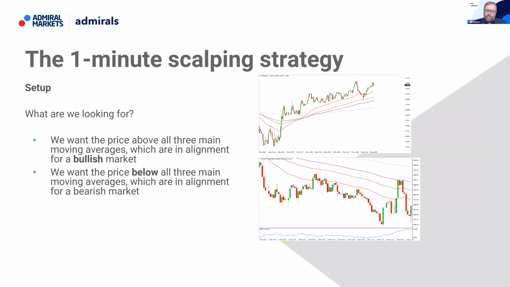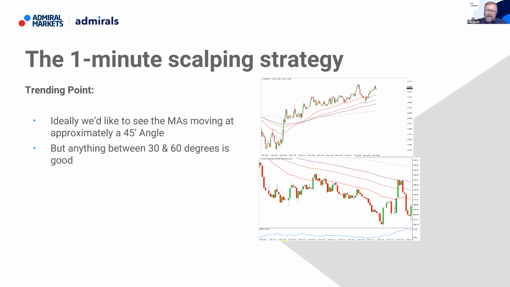What are we looking for? First, set the scene. We want the price to be above all 3 main moving averages, which are in alignment. That gives us a bullish bias. On the flip side, we want the price below all 3 main moving averages, which are in alignment. That gives us a bearish environment. So this is the filter. Once we see those things happening, we know whether we're in a bullish environment, so we're going to be a buyer, or whether we're in a bearish environment, which means we're going to be a seller.